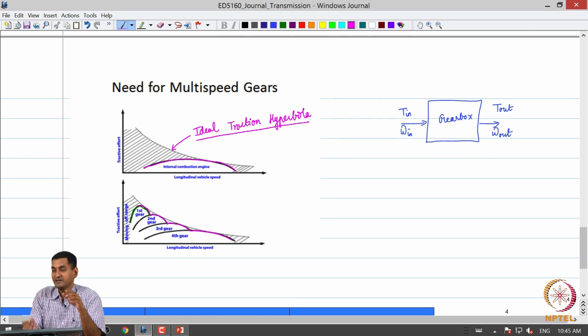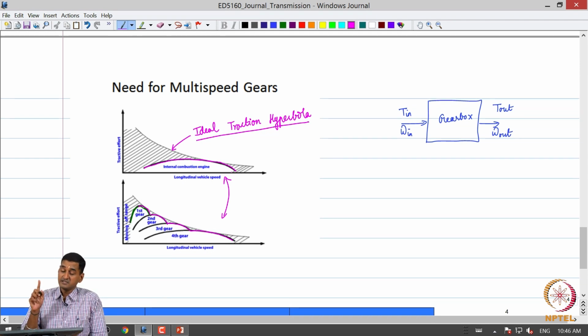So you see that we essentially try to follow the profiles of the various scaled curves corresponding to the different gear ratios while remaining as close to the ideal traction hyperbola as possible. Still there is going to be some mismatch, the fit is not exact, but we can see that with the multi-speed gearbox we have largely reduced the mismatches. So that is an advantage.